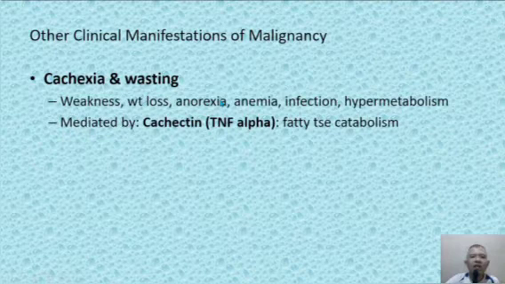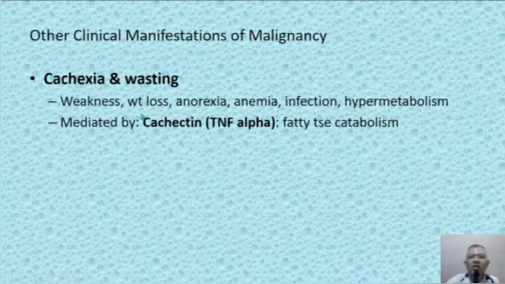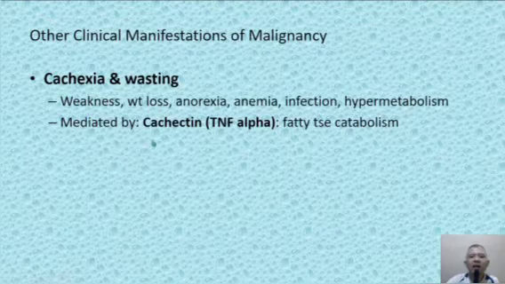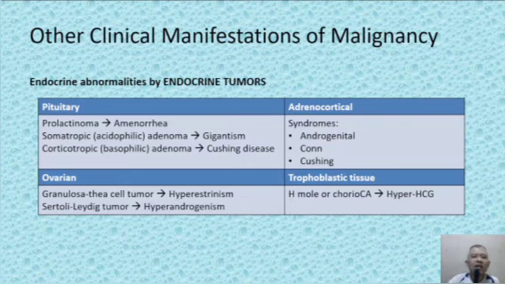So what are the other clinical manifestations of malignancy? Clinically, you see cachexia, okay, or muscle wasting. So this is a weakness, weight loss, anorexia, anemia, infection, hypermetabolism mediated by cachectin or the TNF alpha. Secondly, another clinical manifestation of malignancy, especially when the tumor that is malignant is an endocrine tumor, or a tumor involving an endocrine gland. Okay, so are the following.